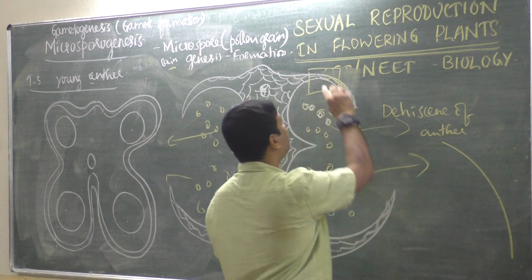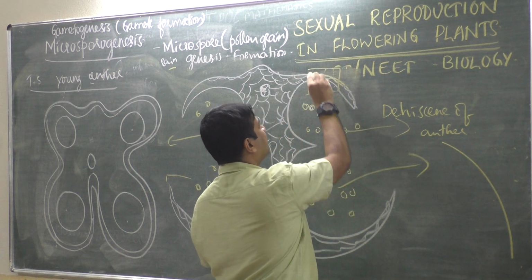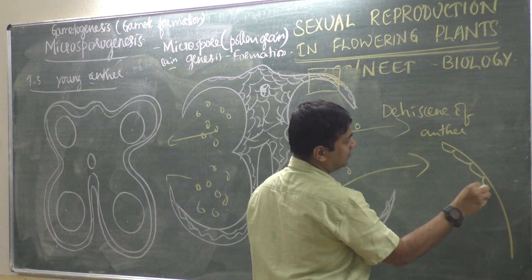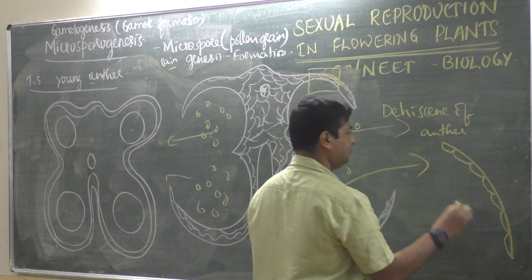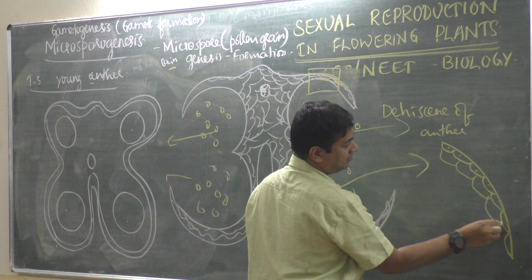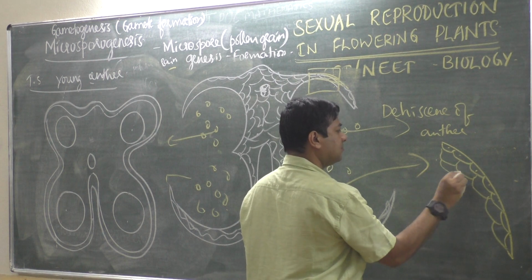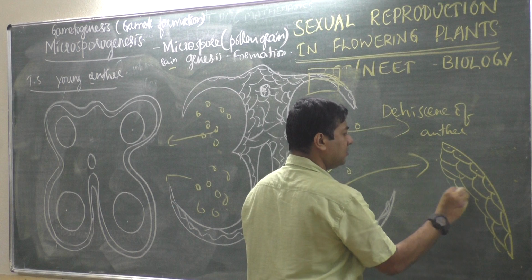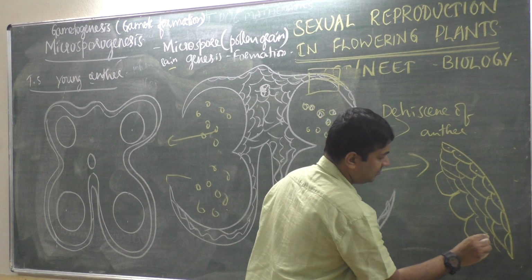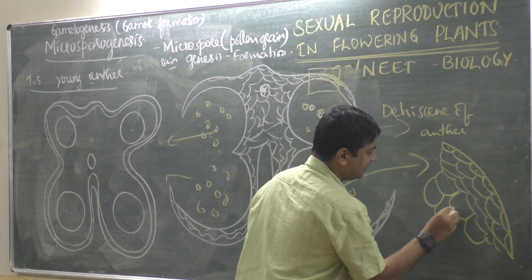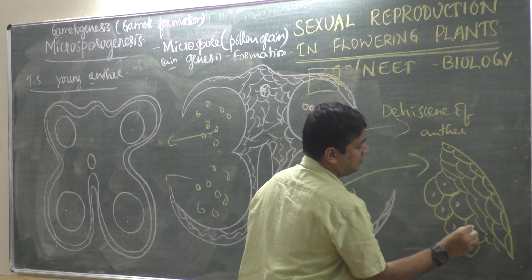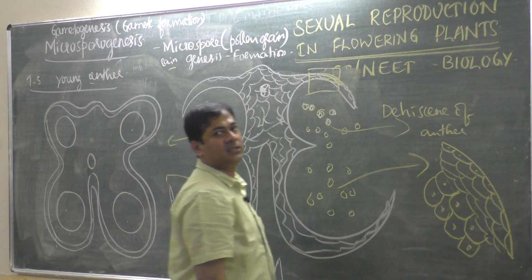I'll take one small piece of this part, from here till here, then I'll zoom it. So this is the first layer, then this is the second layer, then the third layer, fourth layer, then the fifth layer. What are these layers called?